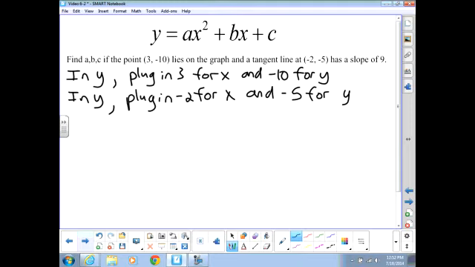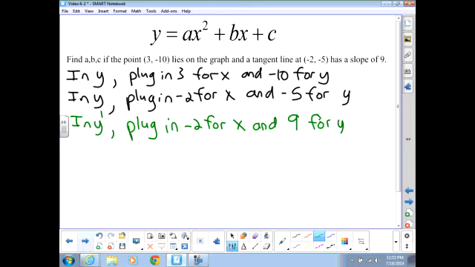Now the third part, it says at that tangent point, we're going to have a slope of 9. Well, your slope of your tangent line is the y value of your derivative. So in y prime now, we're going to plug in -2, because that's the x value it's occurring at for x. And we should get back the slope value. So we'll plug in 9 for y prime. Now in the previous example in our derivative, we plugged in 0 for y prime because that's where a max was occurring. And at a max, your slope of your tangent line is 0.